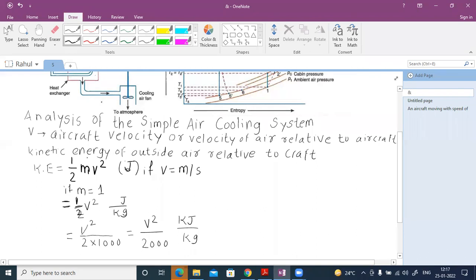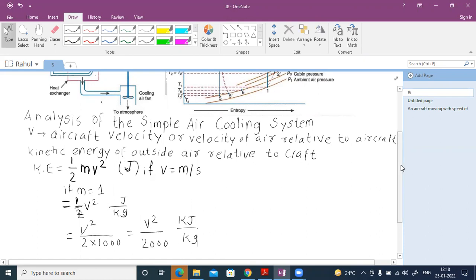See, the basic formula is half into mv square. We have the habit of taking velocity in meters per second, so we get the answer in joule. But if we assume mass is equal to 1, then half into 1 into v square gives the answer in joule per kg, because when you assume mass equal to 1, every answer is for 1 kg of mass, that is per kg. If I need to convert that into kilojoule per kg, I need to divide by 1000. That's why I'm getting v square by 2000. Is that okay?